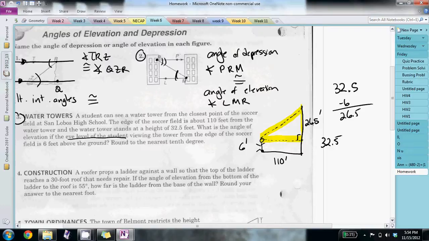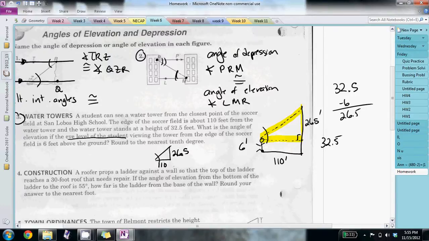All right, and we want to know what the angle of elevation is. So what is the angle that the student's eyes are making when they first look straight across the field and then up at the top of the tower, and round to the nearest tenth of a degree? I'm going to redraw that triangle a little bit, just the part that we're looking at, so we can identify which trig ratio we might want to use. I'm going to mark the angle of elevation. That's the one we're going to be looking for. We know that this bottom piece is 110 feet, and the side, that leg, is 26.5.